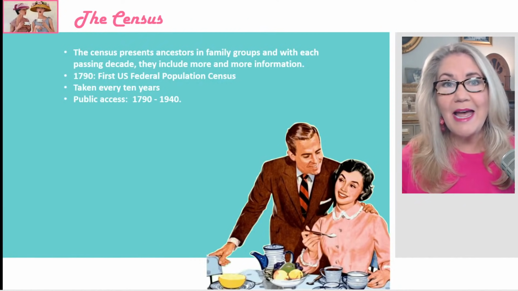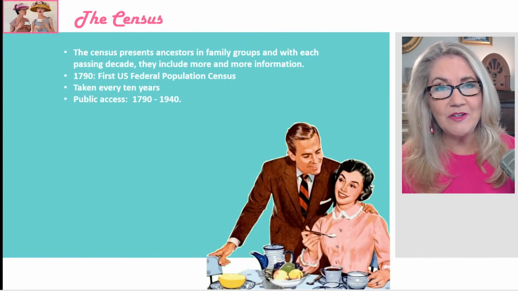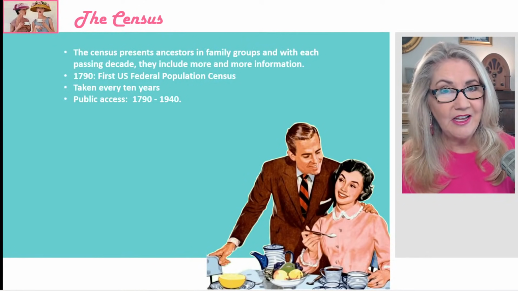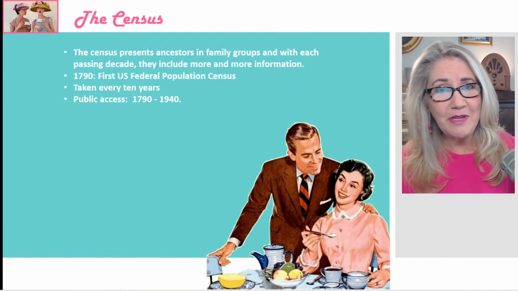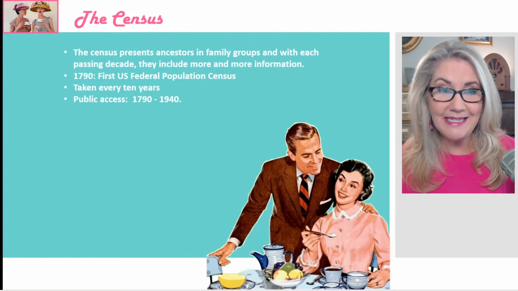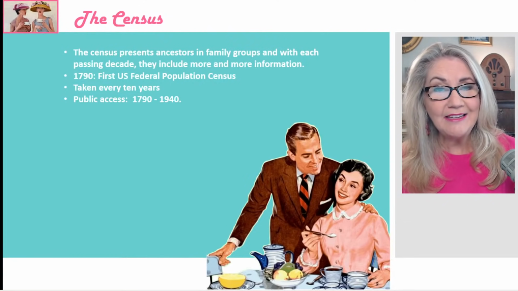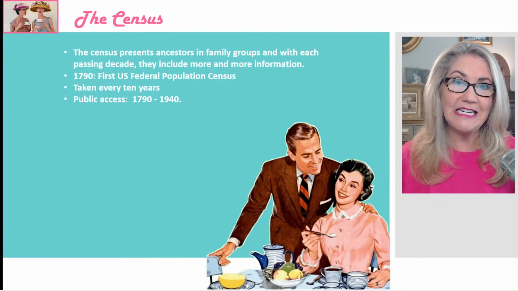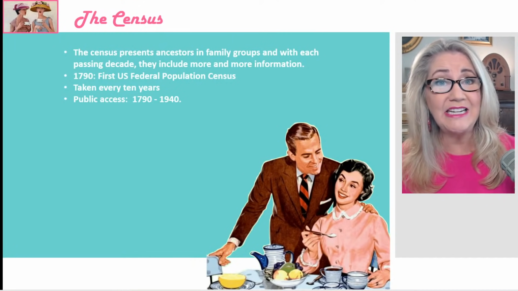So the U.S. federal census started back in 1790, and it was taken every 10 years. So that's a really nice snapshot. When you're covering a couple of centuries, it's really great to be able to go in and take a look at these family groups decade by decade. Now, currently, you've got public access to the U.S. Census from 1790 all the way through 1940.